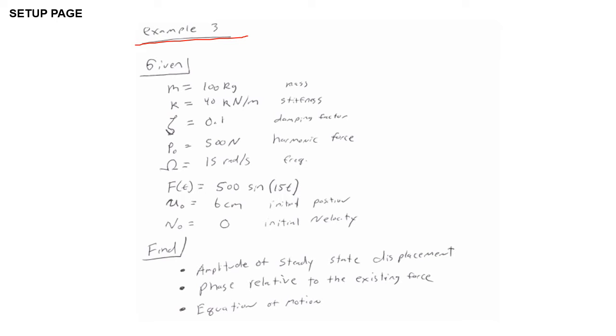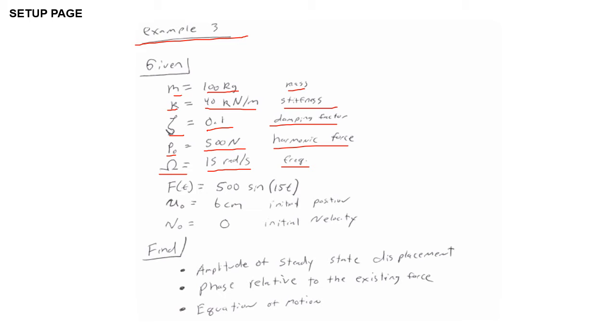We're told that our mass, m, is equal to 100 kilograms. Our stiffness, k, is equal to 40 kilonewtons per meter. Our damping factor is given to us as zeta equal to 0.1. Our harmonic force is given to us as P naught equal to 500 newtons. And our frequency, omega, is given to us as 15 radians per second.